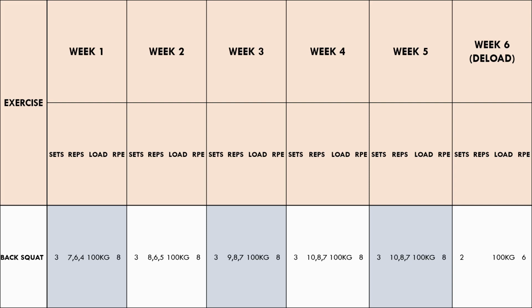And in the fifth week, they may perform 10, 8, 7 reps again and fail to improve upon the previous week. So the trainee may now want to implement a deload after this fifth week because performance has plateaued.